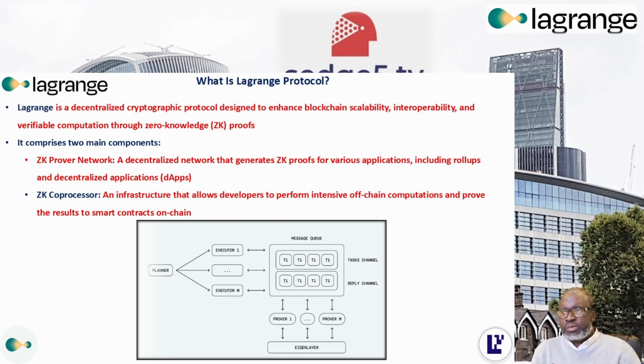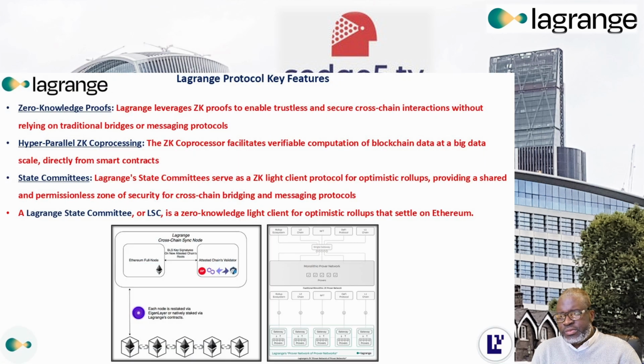Let's move on to the key features for Lagrange. The first one is zero-knowledge proofs. Lagrange leverages ZK proofs to enable trustless and secure cross-chain interactions without relying on traditional bridges or messaging protocols. Next, you've got the hyper-parallel ZK core processing. The ZK core processor facilitates verifiable computation of blockchain data at a big data scale directly from smart contracts. And the third feature is its state committees. Its state committees serve as a ZK light client protocol for optimistic rollups, providing a shared and permissionless zone of security for cross-chain bridging and messaging protocol. This state committee, or LSC, is a zero-knowledge light client for optimistic rollups that settle on Ethereum.